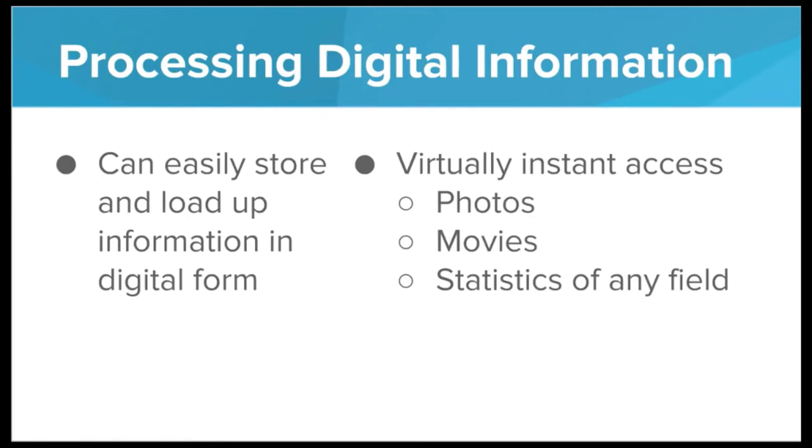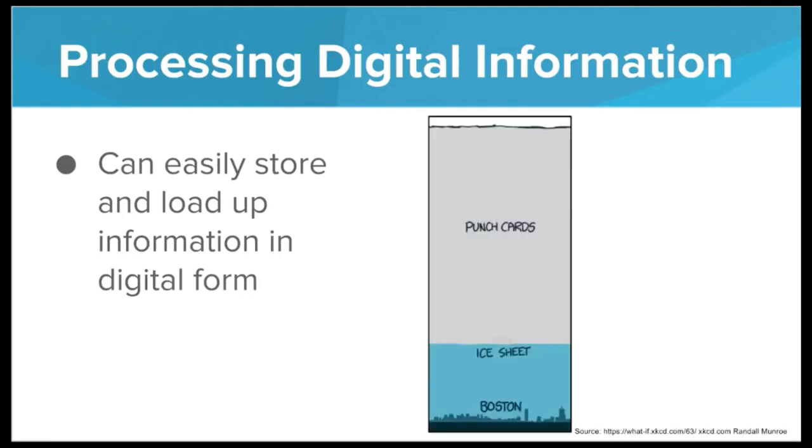What's also nice is that once information is in digital form, we can easily store it with computers and we can load it up almost instantly. These days we have virtually instant access to photos, movies, statistics of any field. In fact, there is so much data in the world that if only Google's data was stored on physical punch cards on pieces of paper, those pieces of paper would be able to bury New England such that the city of Boston would be buried significantly deeper than the ice sheet during the last ice age.